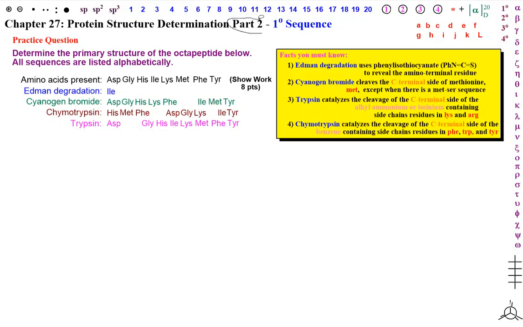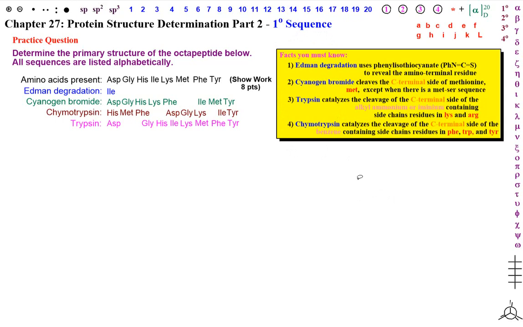In this video we're going to explore part 2 in our protein structure determination video series. We're going to finish by determining a primary sequence of an octapeptide. Before we start, we must remember our 4 facts that we must always know.